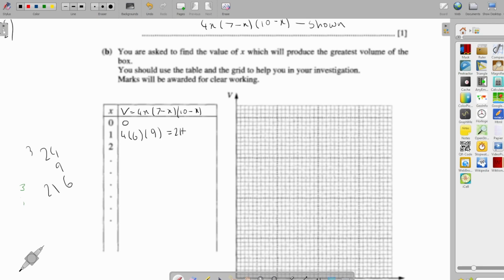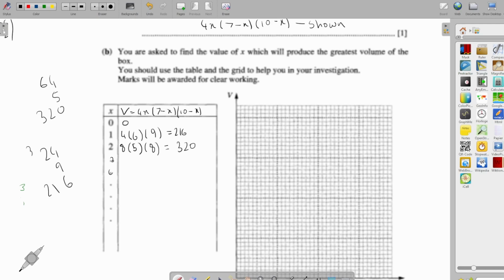So 216 on 1, and then 2, so this would be 8. 7 minus 2 is 5, right? 8, 5, and 10 minus 2 is 8. So 8 squared is 64, and that multiplied by 5 is 320, because half of 64 is 32, and then multiplied by 10 is 320. That gives us a 320.